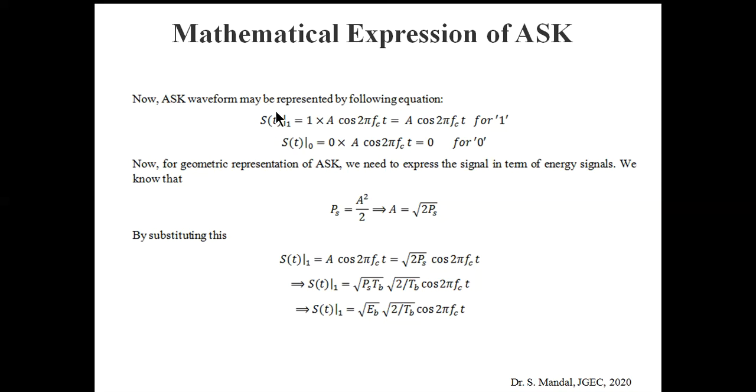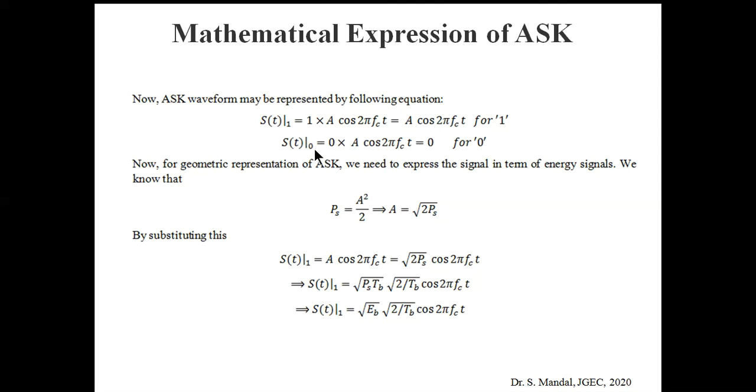If we represent s1(t), that means the signal for the 1, that will be nothing but 1 multiplied by A cos 2 pi fct. Let's consider the carrier is A cos 2 pi fct, where A is the maximum amplitude of the carrier and fc is the frequency of the carrier. So for the 1, the corresponding equation will be 1 into A cos 2 pi fct. So that will be A cos 2 pi fct.